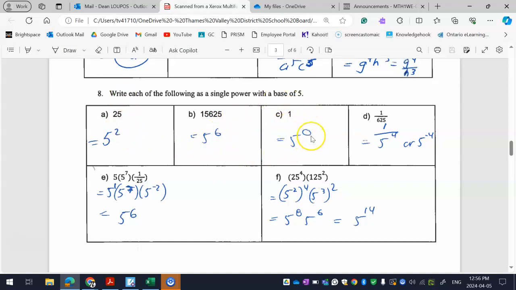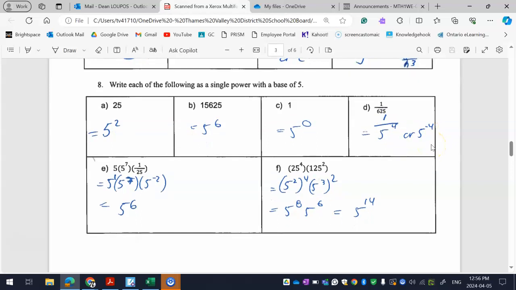Anything to the 0 is always going to be 1. That's a trick we tend to ask all the time. This is 1 over 5 to the 4 or 5 to the negative 4. Okay. So it's up to you. I'll take either here for that case.